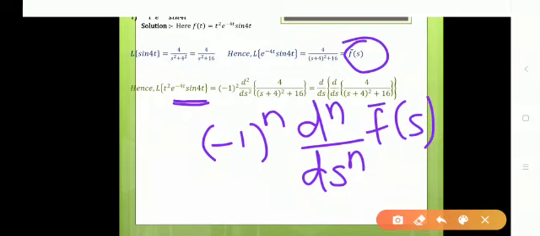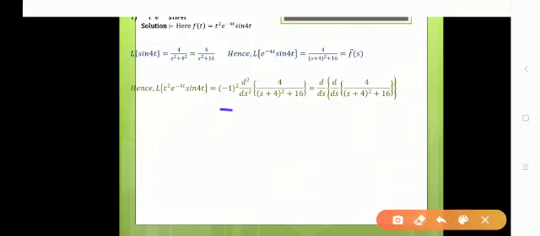Here we have to differentiate this one with respect to s two times, since the multiplication factor is t square. The index of t is 2. So n equals 2. So applying this formula for n equal to 2, we get this term. So it becomes minus 1 raised to n, means minus 1 square, d^n by ds^n means d^2 by ds square of f bar of s. F bar of s is written as it is over here.